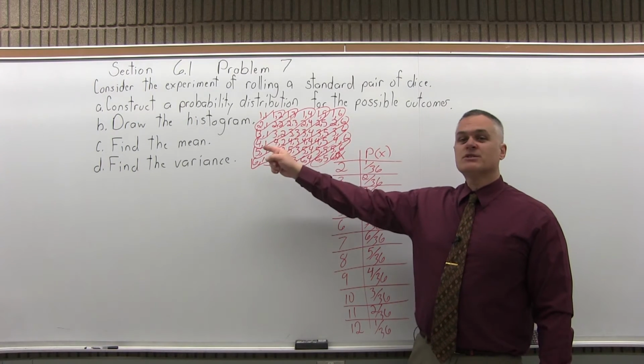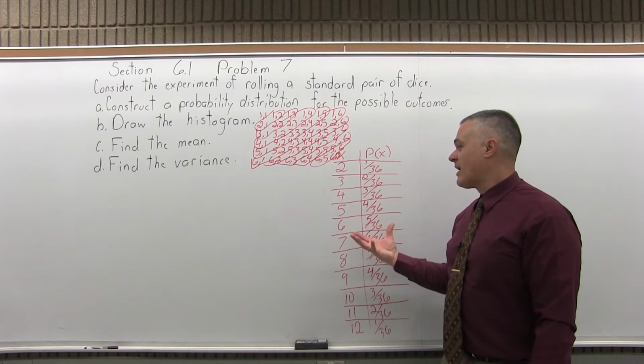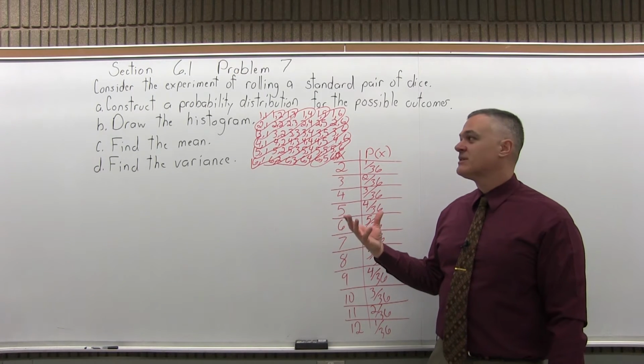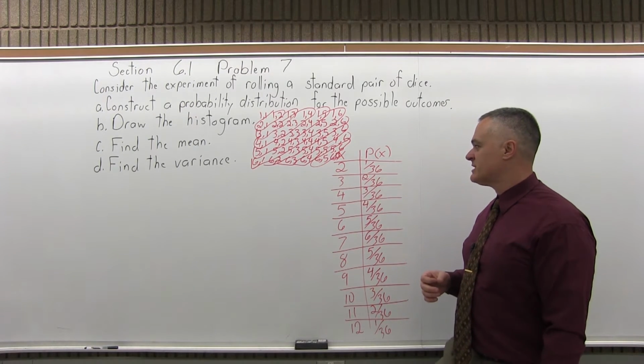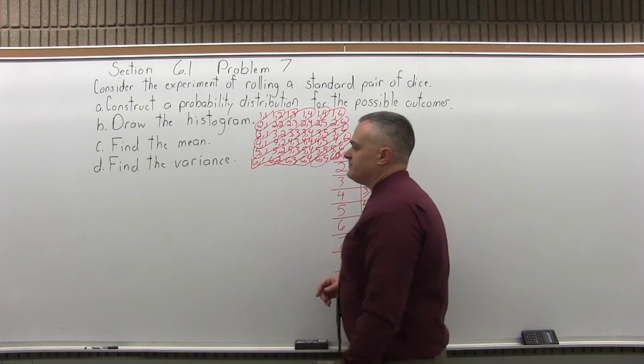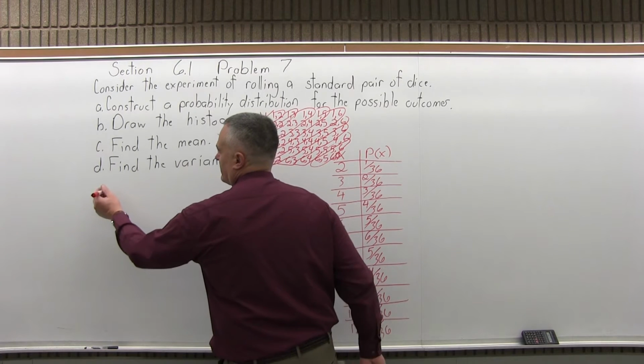B, draw the histogram. So the bar graph for this. Again, histogram specifically means the bars have to be vertical. They have to touch, the sort of special rules. So let's see if we can fit that in right here.